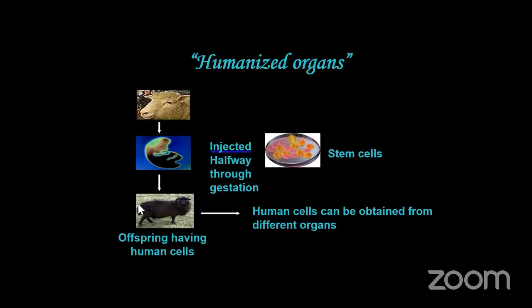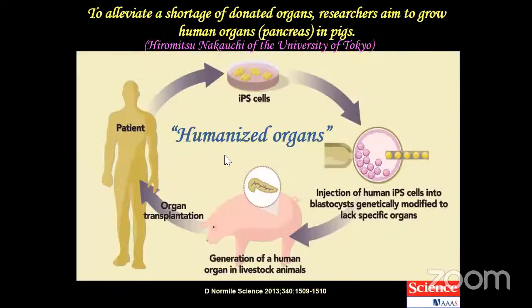In fact, in Japan, this particular group, Hiromitsu Nakauchi, has got the permission to make humanized organs using pigs. Even they have demonstrated it in rats. So pancreatic cells, in fact, they are developing. From the patient, the iPS cells will be taken and injected into the pig blastocyst. And once the piglets are born, their pancreas will have the human cells. So whether that can be transplanted.